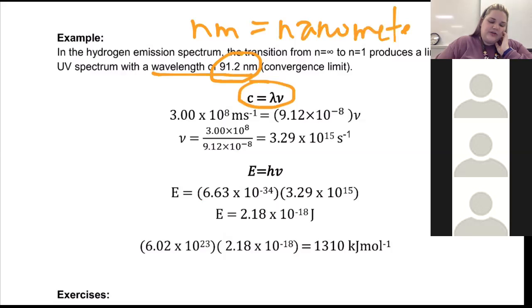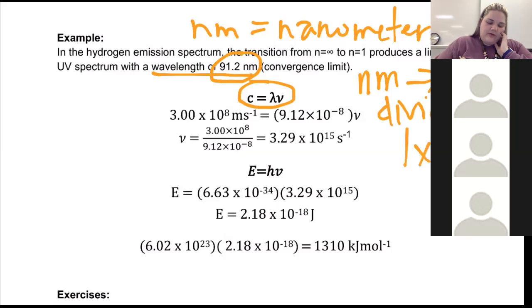But in our equation, we have to convert to meters. So if they give you nanometers, which a lot of times they will, to go from nanometers to meters, I need to divide. You have to divide by 1 times 10 to the 9th. It's in scientific notation because it's very, very small.